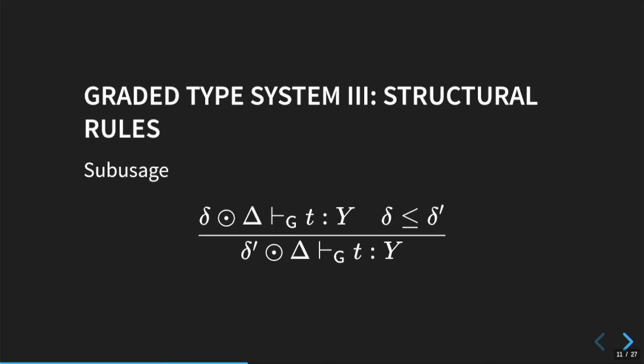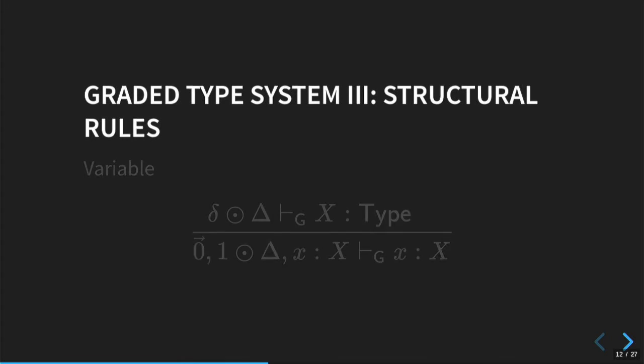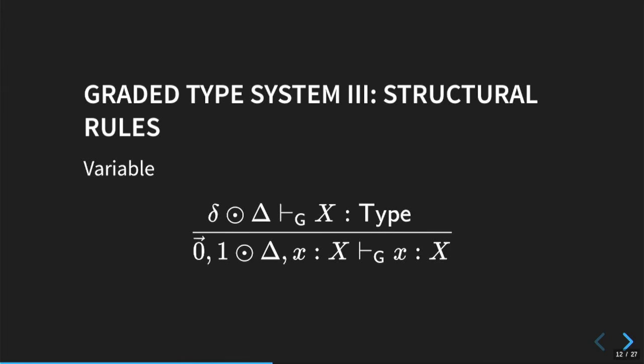So we can be wasteful if we so choose. And finally, this is a variable rule. Here's a variable rule. If we have any type, then we can use the variable of that type at grade 1 to produce an identity function. And here there's actually something interesting to note.